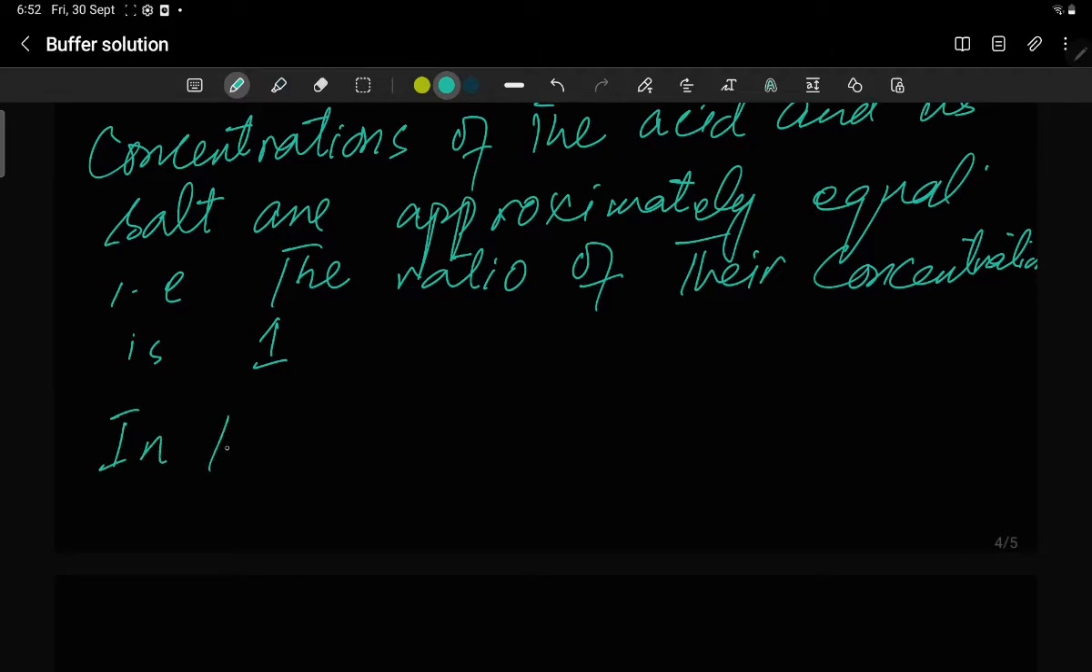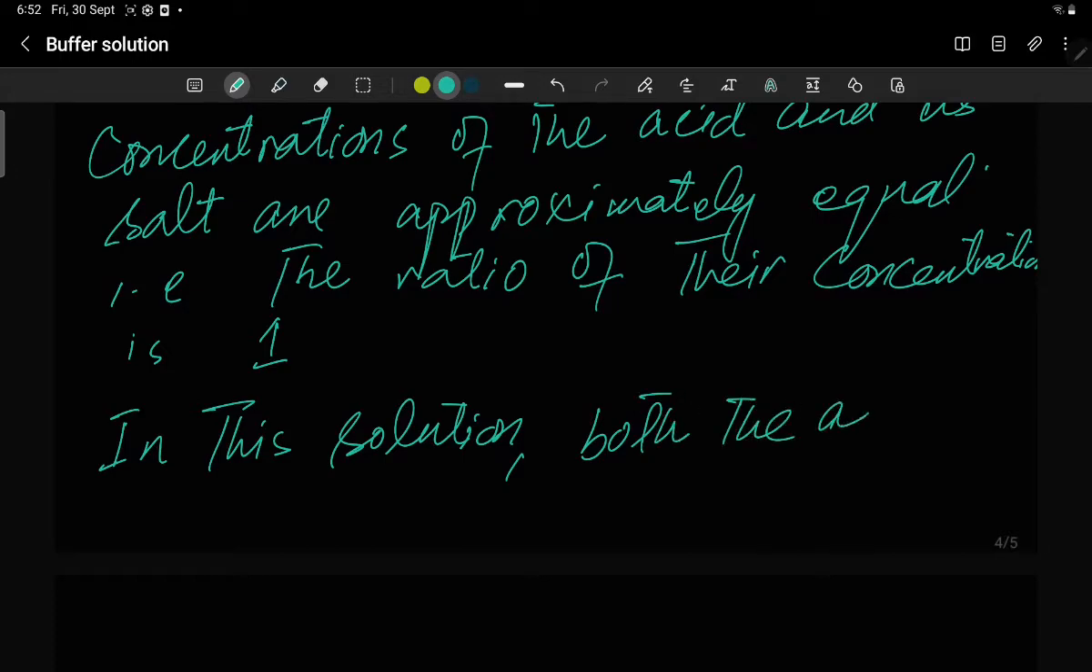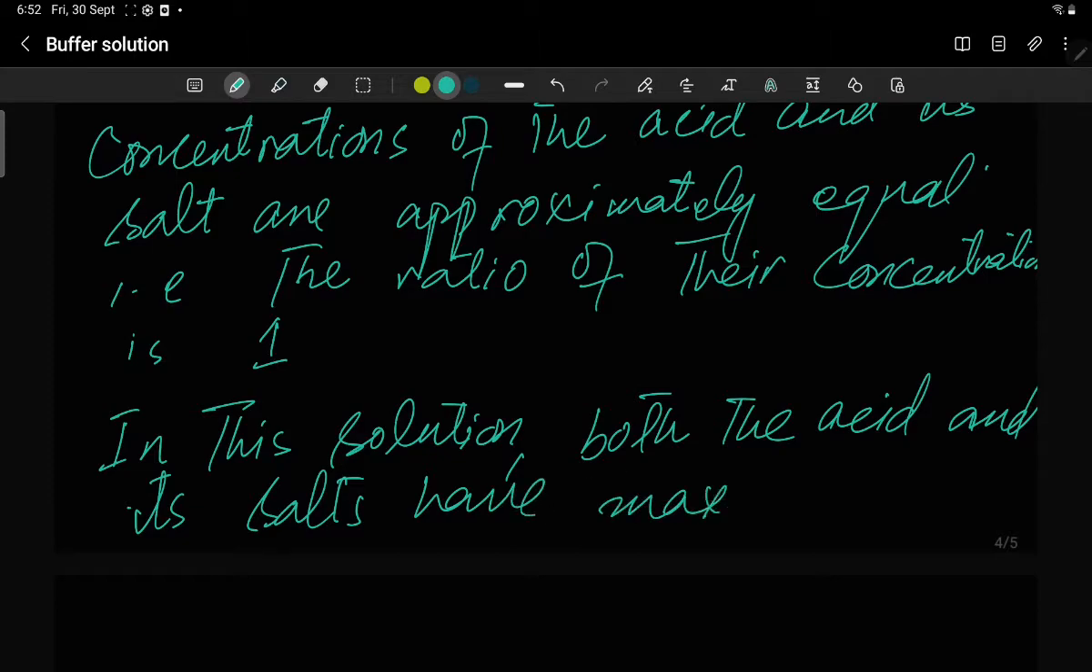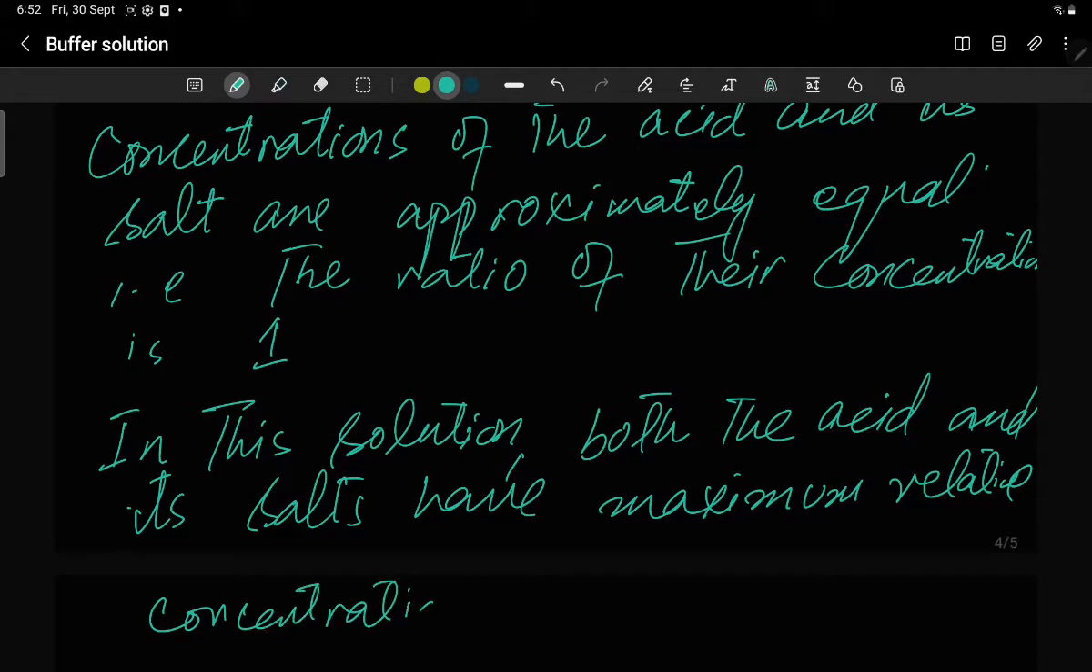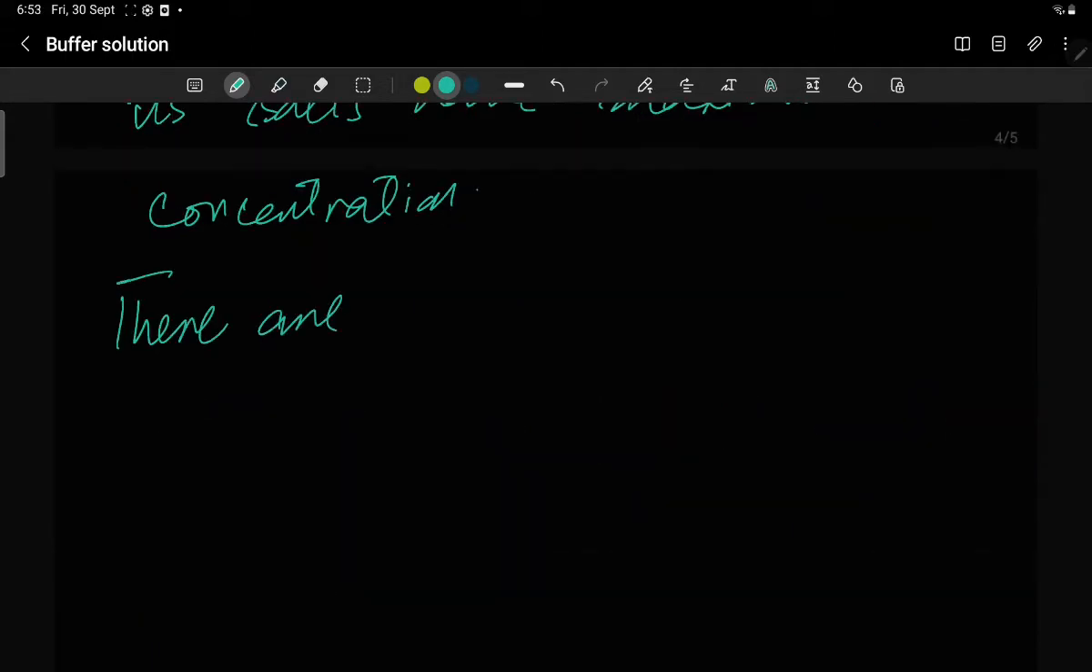In this solution, both the acid and its salts have maximum relative concentration. There are two types of buffer.